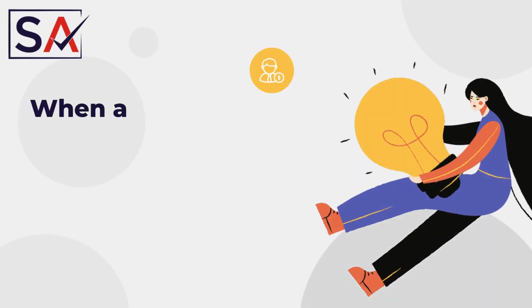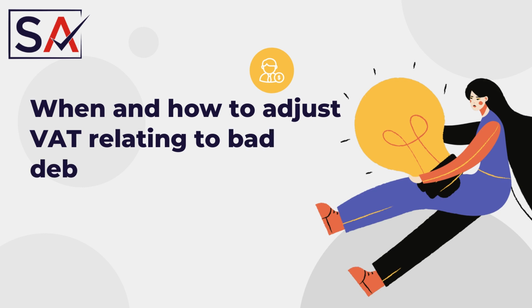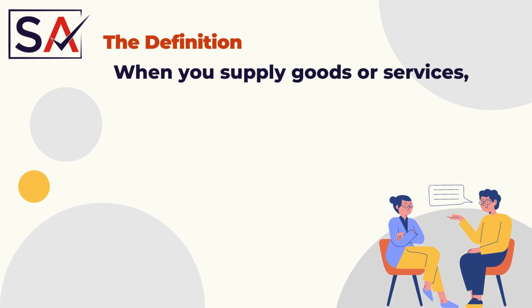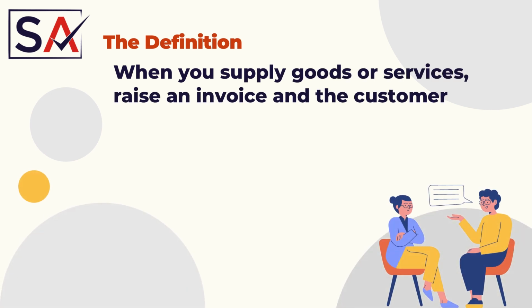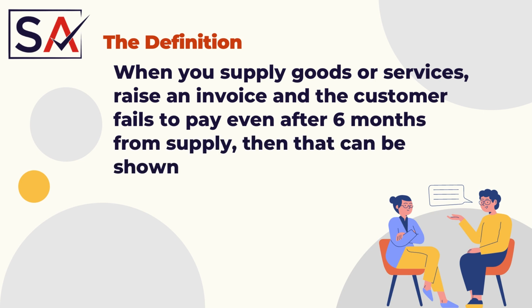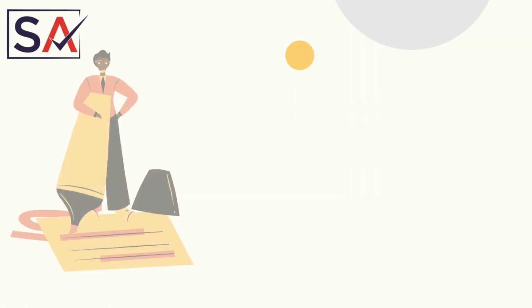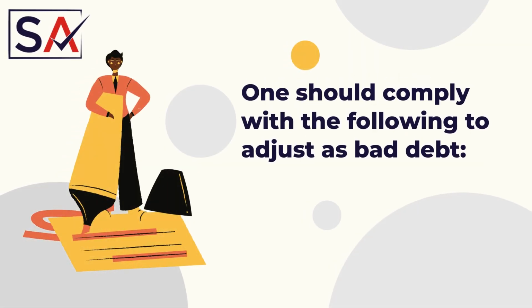Today we are going to discuss when and how to adjust value-added tax relating to bad debts in value-added tax returns. It means, when you supply goods or services, raise an invoice and the customer fails to pay even after 6 months from supply, then that can be shown as bad debt and adjust the value-added tax records accordingly. One should comply with the following to adjust as bad debt.